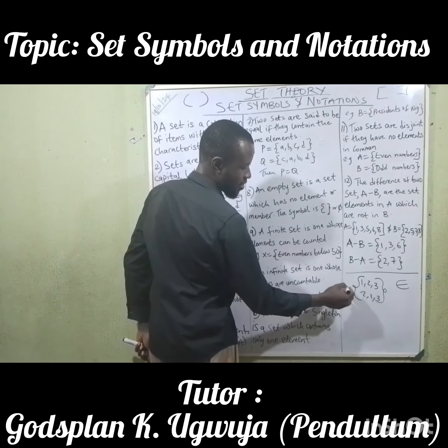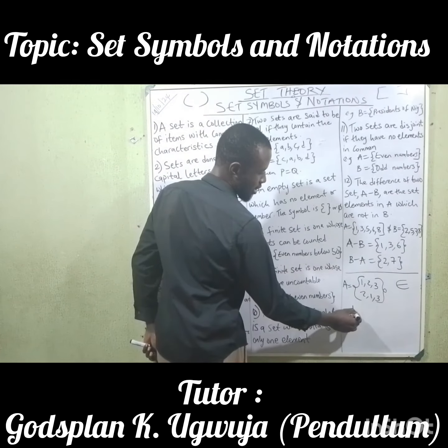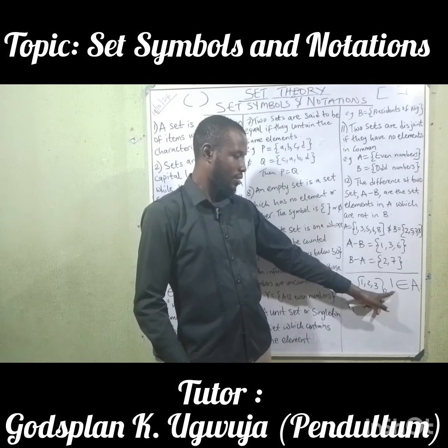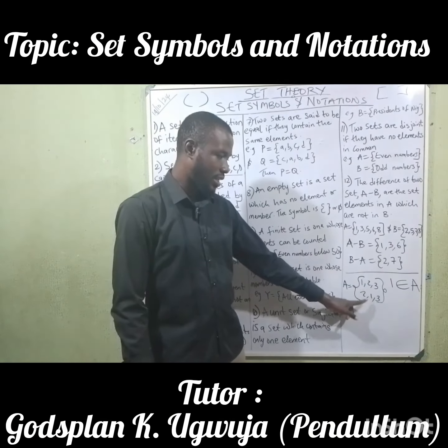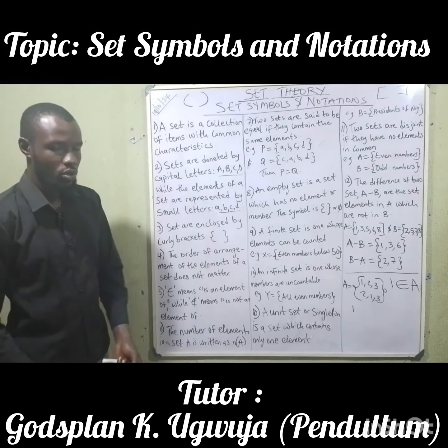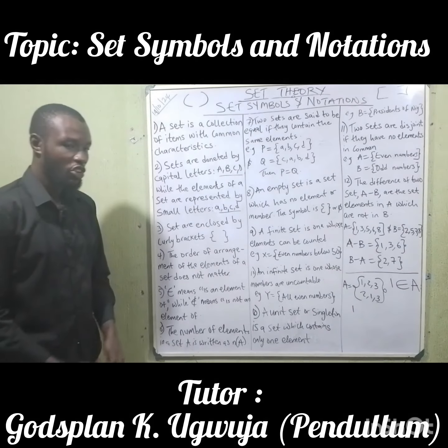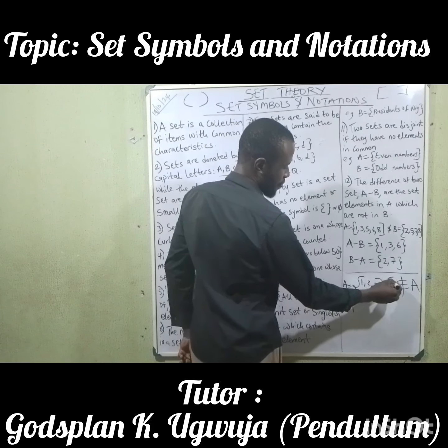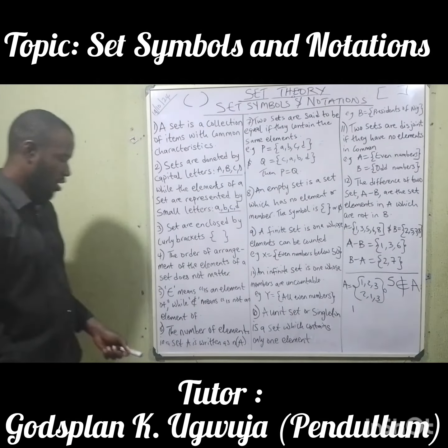So for here now, if this set is the set A, for instance, I can say 1 is a member of set A. What this means is that the number 1 is a member of set A. And if you look at set A, there's 1 in it. So this is the symbol for saying is a member of, or belongs to, or is an element of. Then if you want to say it is not an element of, or is not a member of, you just cross it out. So in this case, I can say 5 is not an element of A. So that's the symbol here.